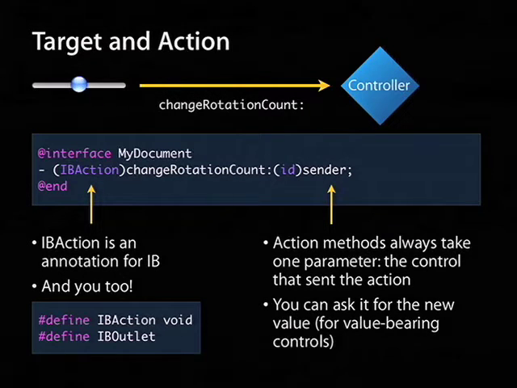Now, every action method has one parameter, which is the sender of the action. In our case, it would be the NSSlider. And this is useful because it allows you to have one object with one action method that can be hooked up to multiple controls. So we could have multiple sliders or buttons in different windows calling the same method. And we could figure out which one the user clicked on by looking at the sender.